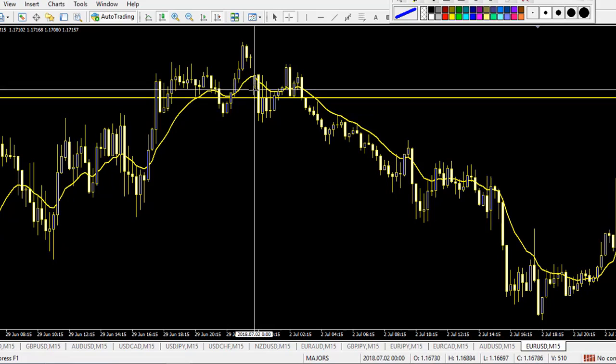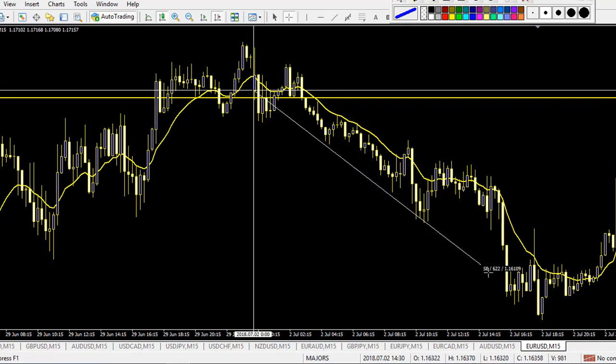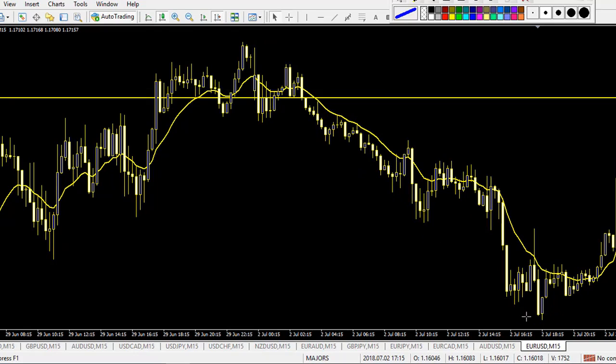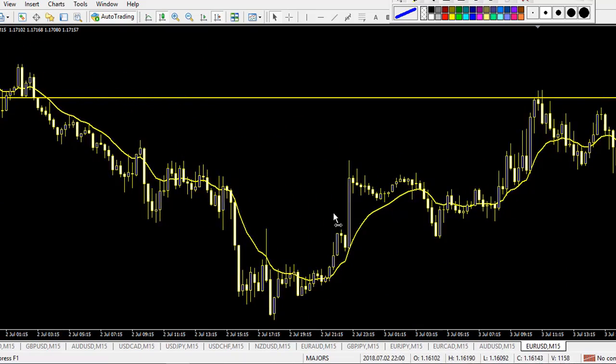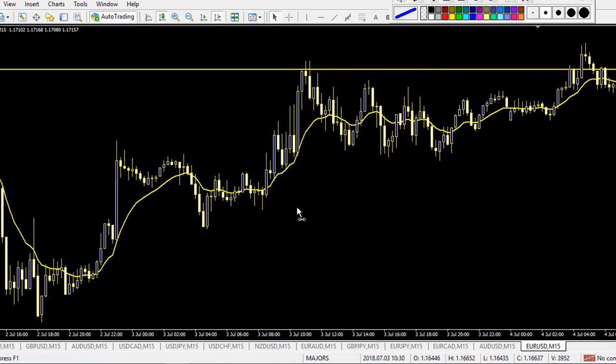You enter here, you have like 20 pips, and it made 80 pips, 4 times what you risk. This one is a huge winning. So this one doesn't come back quite near it, so I don't take it.